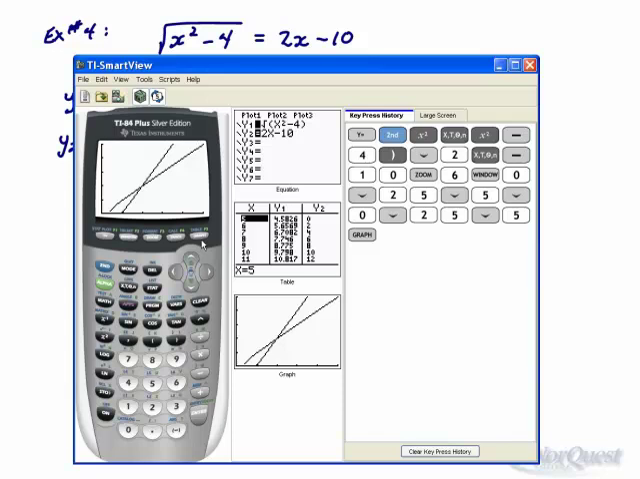Notice you will have to adjust window settings if you're going to use point of intersection. You could use your standard window settings. So second function, trace, option 5 for intersect. First curve is our square root function. Enter. Second curve is our linear function. Enter. Guess, hit enter again, and it tells us our point of intersection. We're supposed to give this answer to the nearest tenth, and there's only one answer. X equals 9.8 will be our solution.